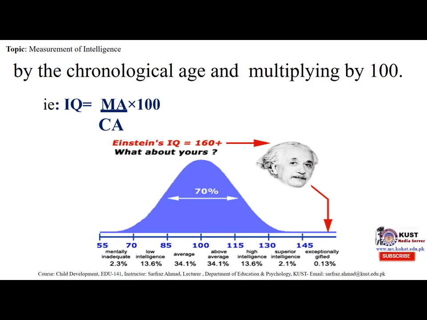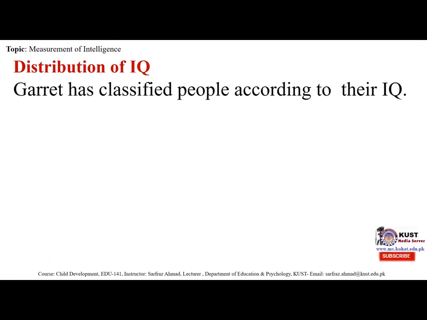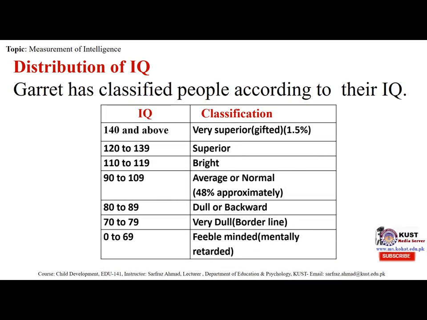So if we discuss the B.Ed, now there is a distribution of IQ that Garrett has classified people according to their IQ. Now see that if IQ is 140 and above, those persons are being considered very superior, meaning gifted students, and overall 1.5% people are there. And if the persons have IQ from 120 to 139, then he is superior.